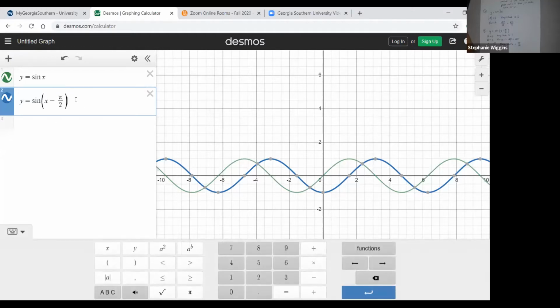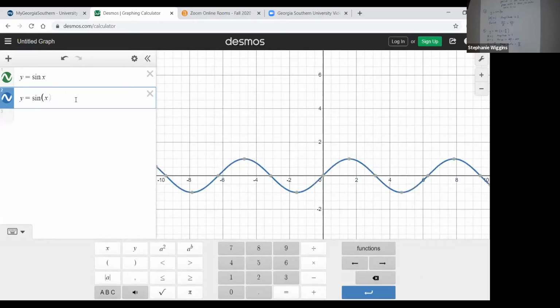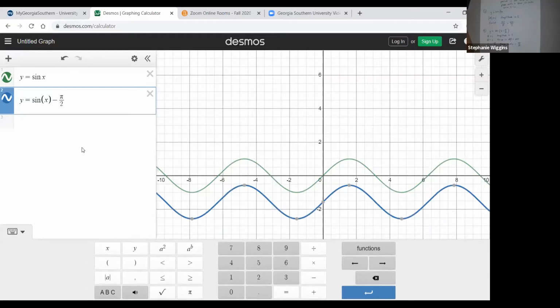Now let's watch what happens. I'm going to change it a little bit. What if I subtract pi over 2 outside the function? Okay, so there's my function. Now I'm going to subtract pi over 2 on the outside. You'll see what happens is it shifts the whole thing down.